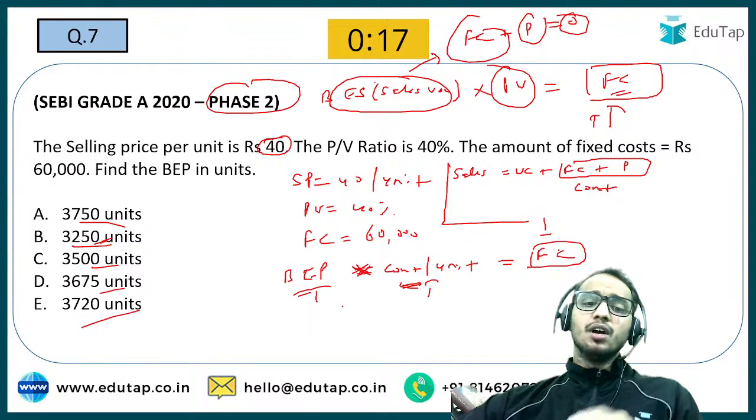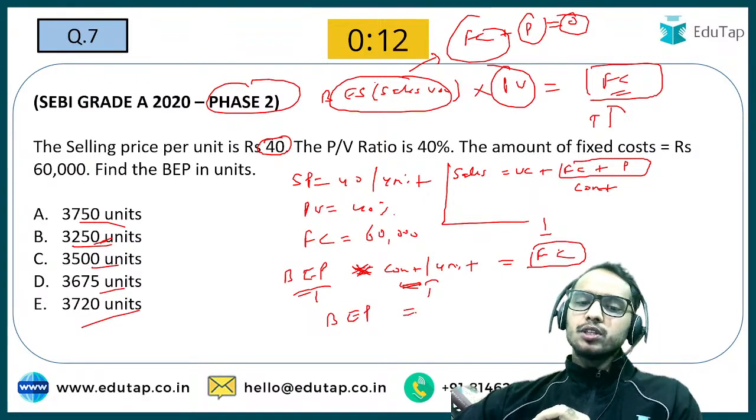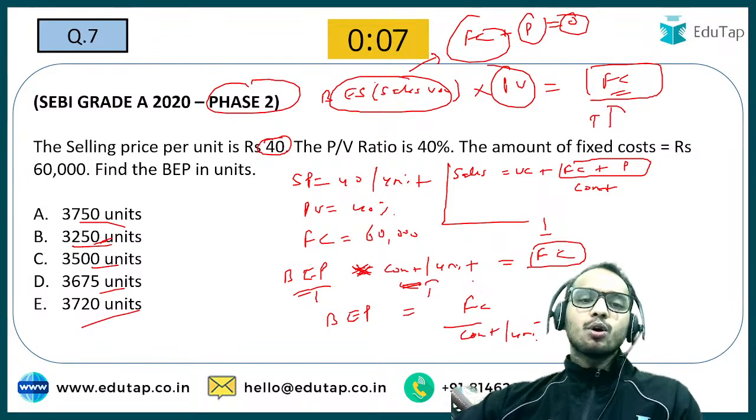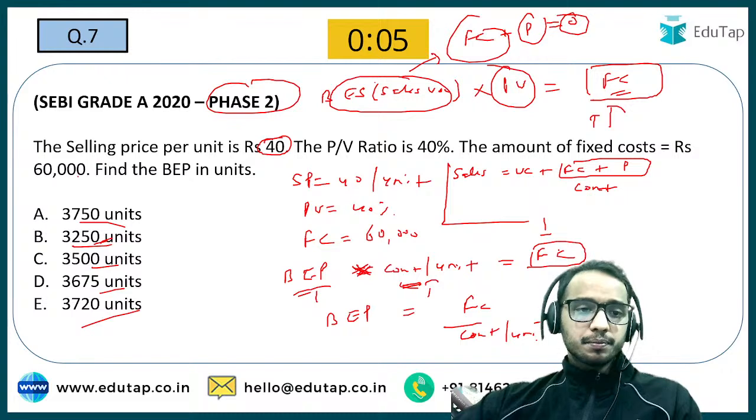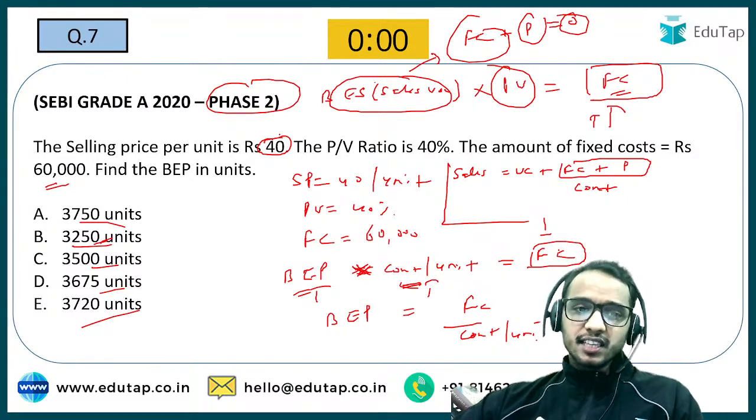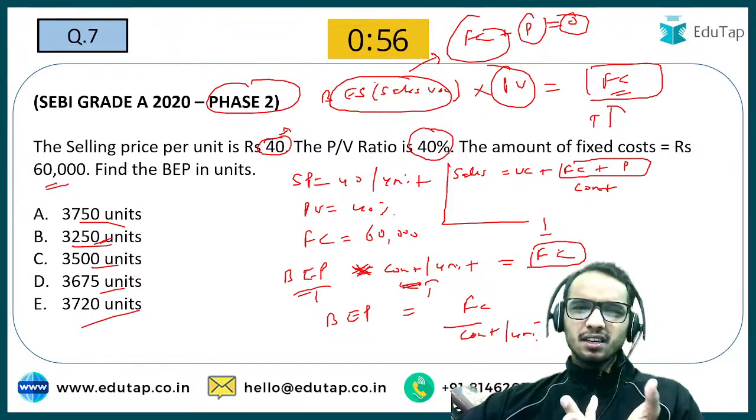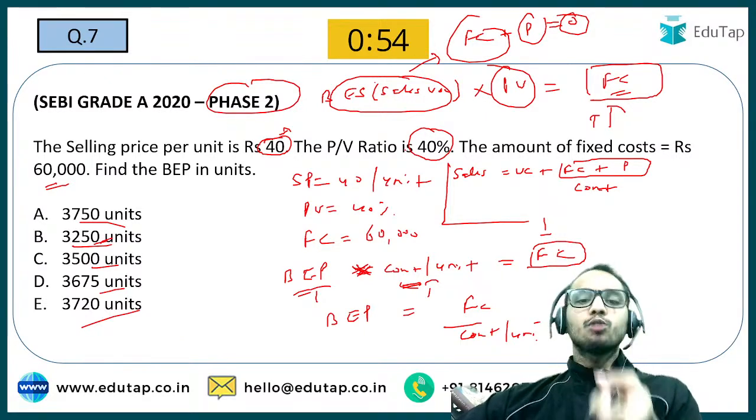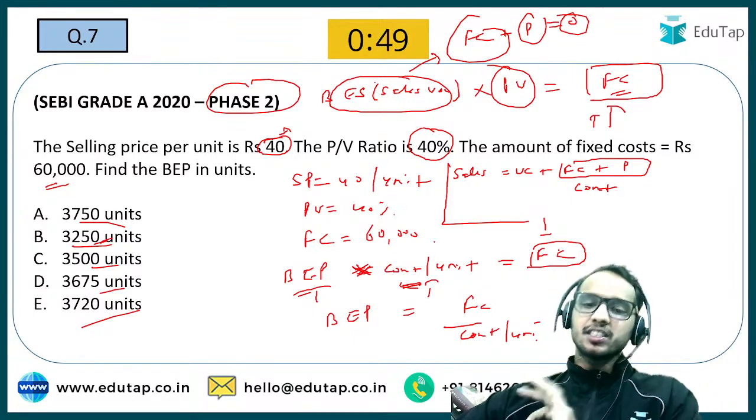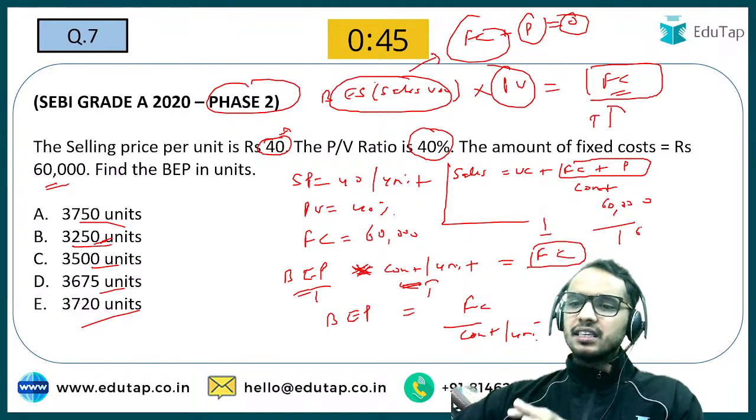A very easy question now. The question is asking you to find out the BEP in units. So BEP in units will be what? Fixed cost divided by contribution per unit. Fixed cost is given to you, that is 60,000, right? And contribution per unit is also given to you indirectly. See, selling price per unit is 40, PV ratio is 40%, so 16. 10% of 40 is 4. 4 multiplied by 4 is 16. So your contribution per unit will be 16. So the answer would be 60,000 divided by 16.